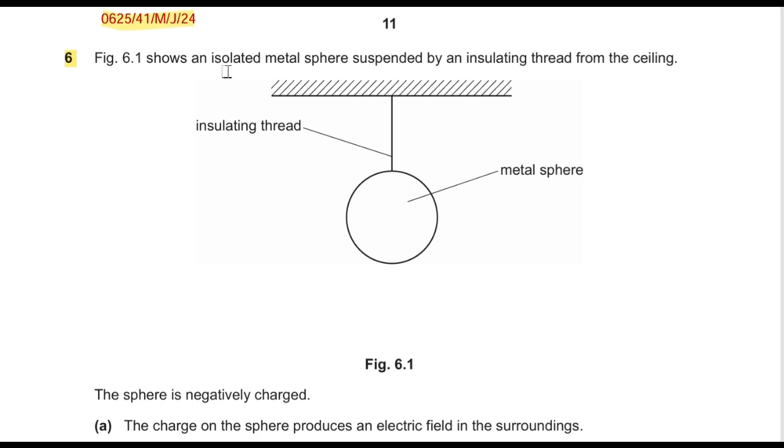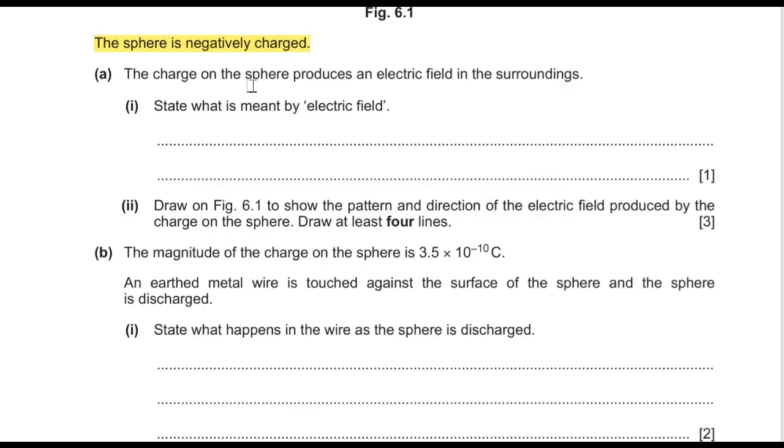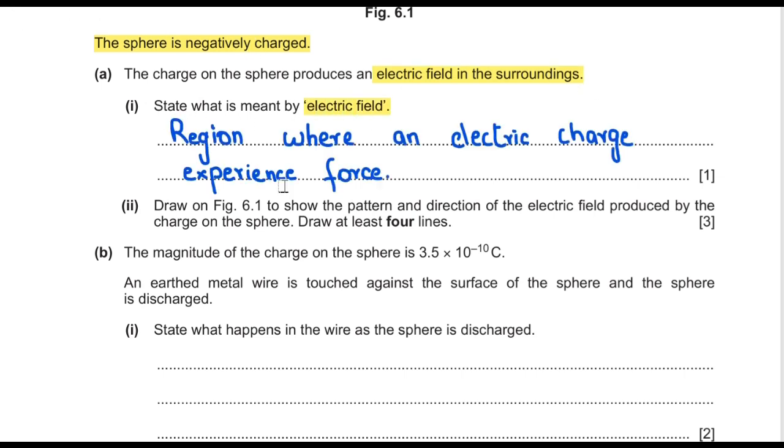Starting from question number 6, it says the figure shows an isolated metal sphere suspended by an insulating thread from the ceiling. So here we have a ceiling on which we have suspended a sphere. The sphere is negatively charged. The charge on the sphere produces an electric field in its surroundings. State what is meant by electric field. So electric field is a region where an electric charge experiences a force.